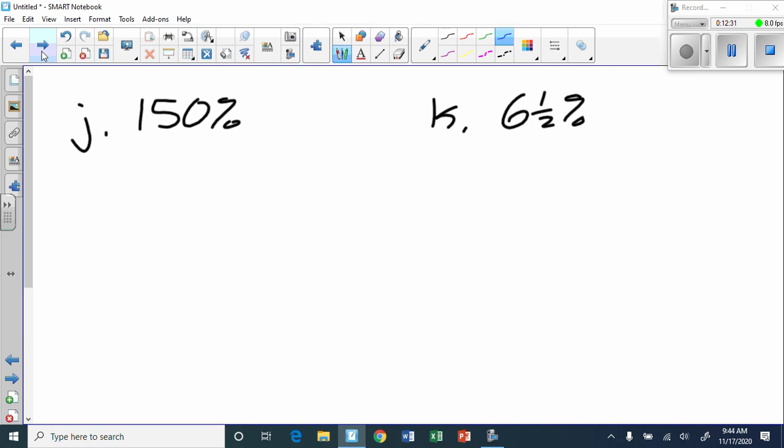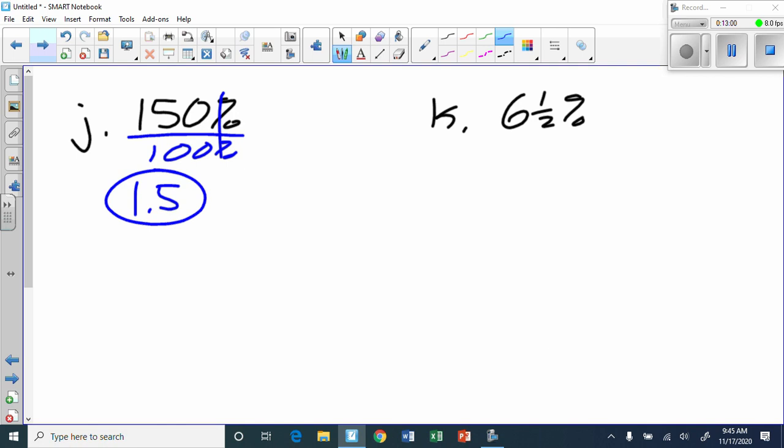150%. What do I do? Divide by 100%. Because we always change it by dividing by 100%. We can't change it by 1,000% because 100% is 1. We can divide by 1. That's why we divide by 100%. Make sense? So, how many places do we move the decimal? 2.